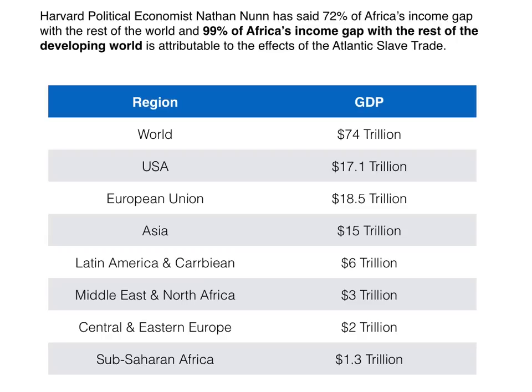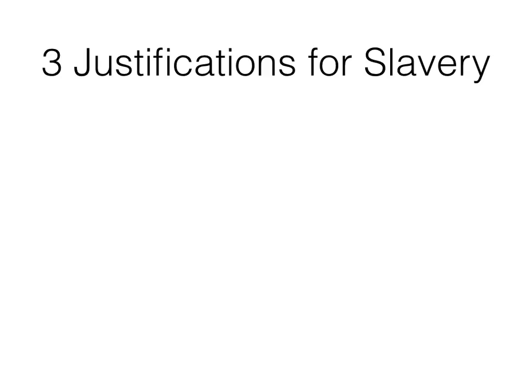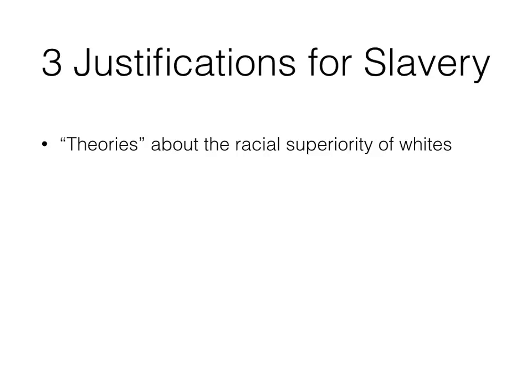Okay, so just putting the slave trade in context, bringing it back to the United States, why was it that people were able to defend slavery with a straight face? Well, at the time, there were three stories that people told in the South in particular to justify why slavery should exist. The first story was theories about the racial superiority of whites, and there are numerous versions of this. They're all heinous, they're all false, and that's pretty much all that you need to know about it.